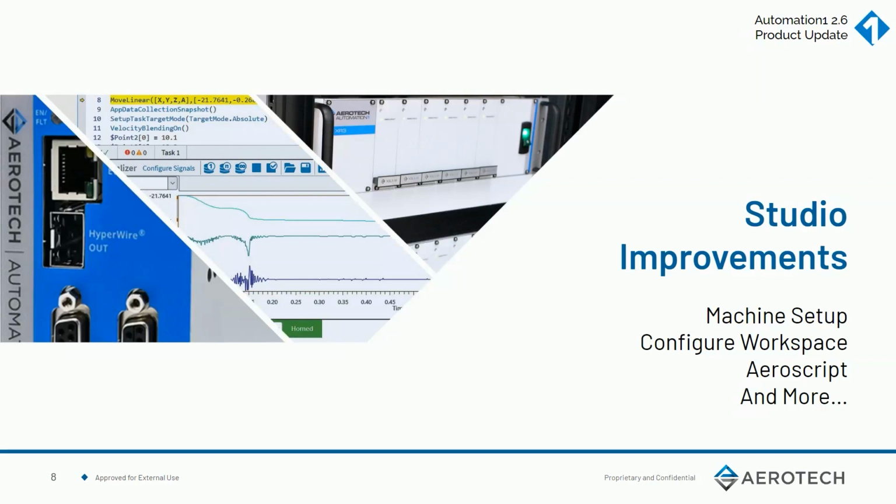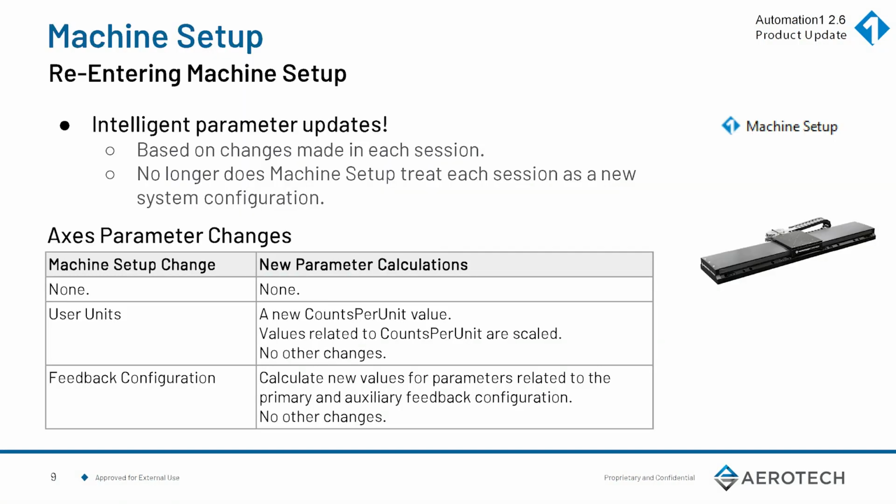We'll now be going over some studio improvements, including various improvements to machine setup, configure workspace, AeroScripts, and more. Machine setup now behaves more intelligently than ever before. Parameter updates are now based on changes made in each session. Machine setup no longer treats each session as a new system configuration. For axis parameter changes, if no machine setup changes were made, no parameter changes will be made.